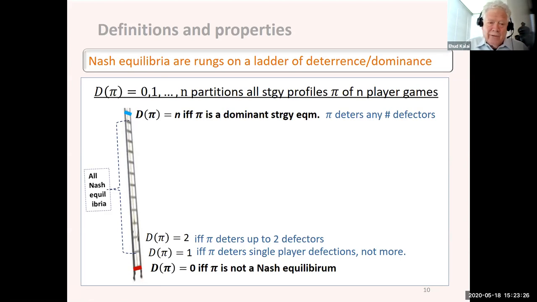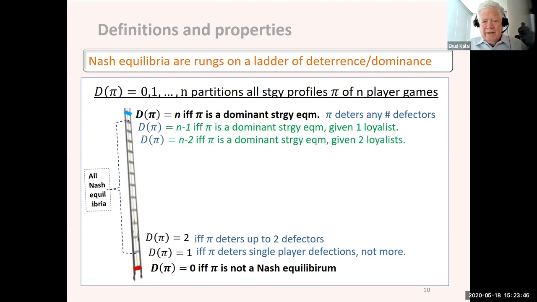Similarly, you can come down the ladder. D of pi equals n is a dominant strategy equilibrium. D of pi equals n minus one means that pi is a dominant strategy equilibrium conditional on having one loyalist, and that I have to explain, but there is a very natural explanation. I can give you examples. D of pi equals n minus two is a dominant strategy equilibrium conditional on having two players playing the equilibrium, and so on. And you can come down the ladder all the way down. So this is the dual view. Do you start from dominance and come down, or do you start from deterrence and go up? I find it to be kind of entertaining in one way. I remember a conversation with Shapley. Shapley always hated Nash equilibrium, but he was accepting of dominant strategy equilibrium.